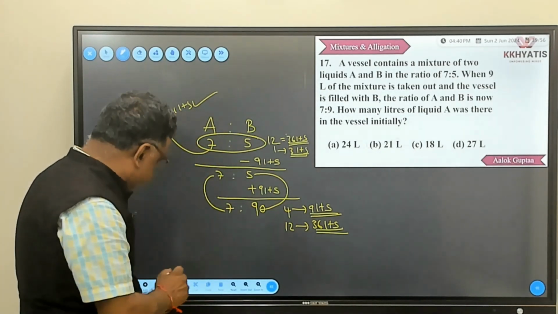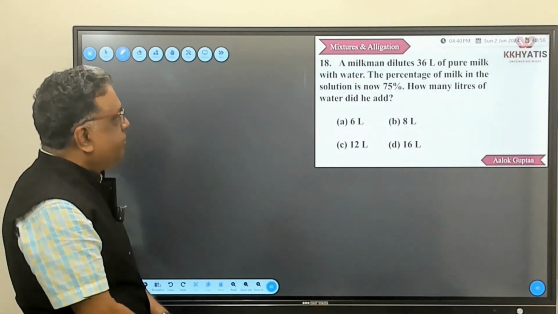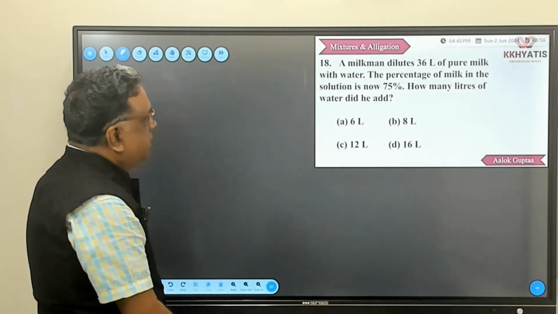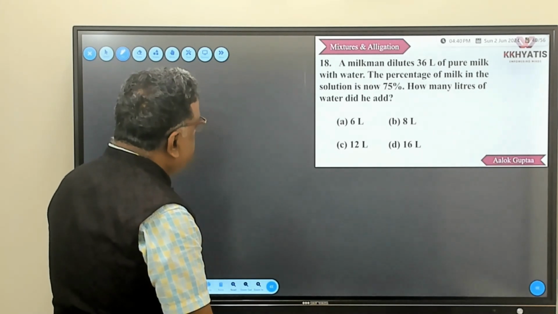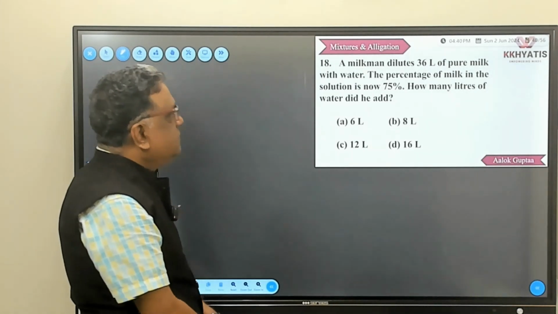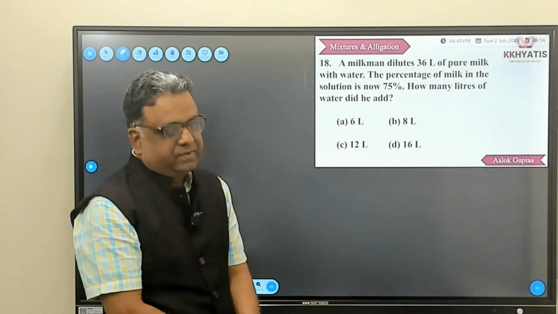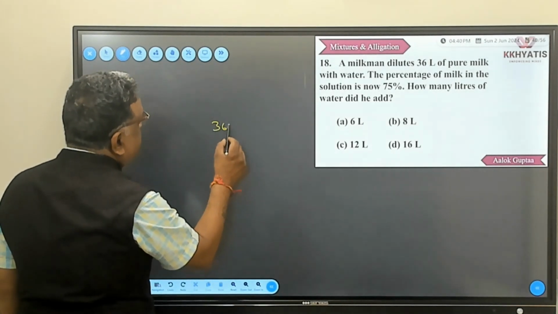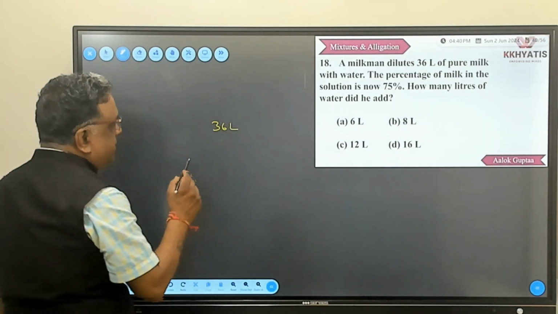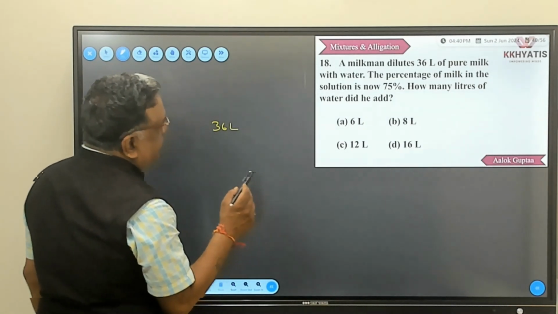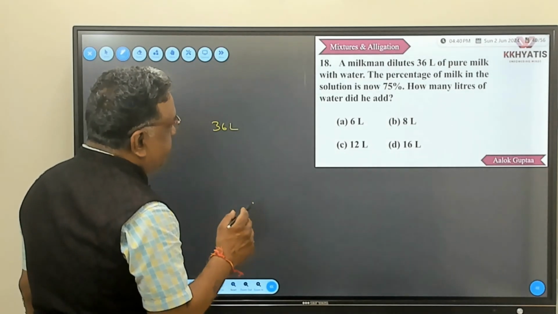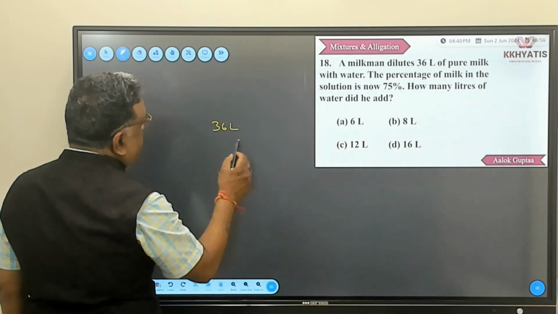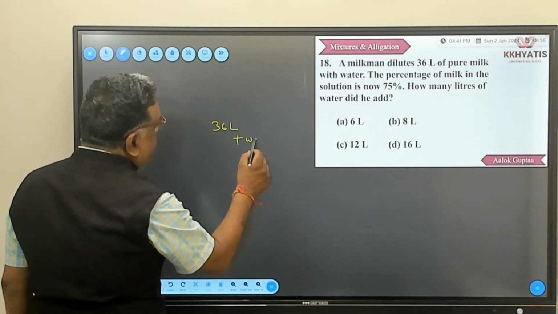Okay. Next. A milkman dilutes 36 liters of pure milk with water. The percentage of milk in the solution is now 75%. How many liters of water did he add? Very simple. So he has 36 liters, in which there was 100% pure milk, and then he adds water in it.